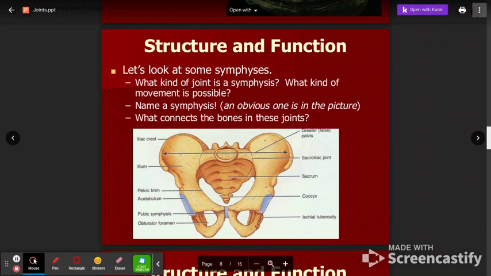Okay, what kind of joint is a symphysis joint? What kind of movement is possible? Name the obvious symphysis in this picture. This is your hip bones, where's your symphysis at? Pubic symphysis, right? What connects the bones in these joints? Cartilage, right? What kind of movement? Is there no movement? Is there a little movement? There's no movement.